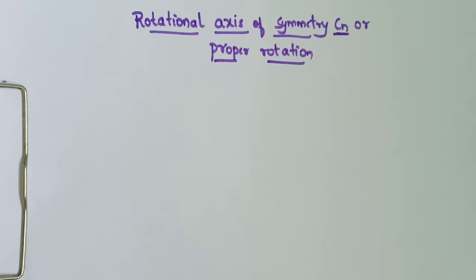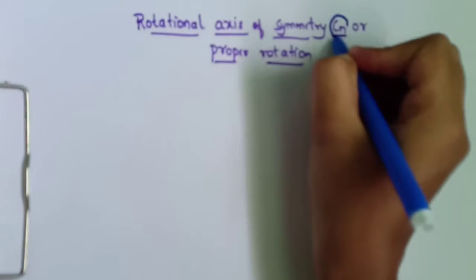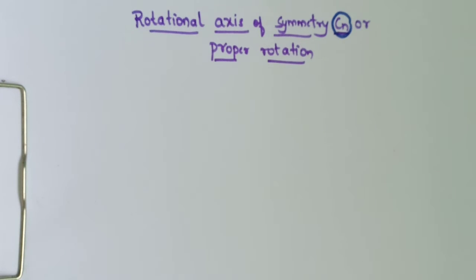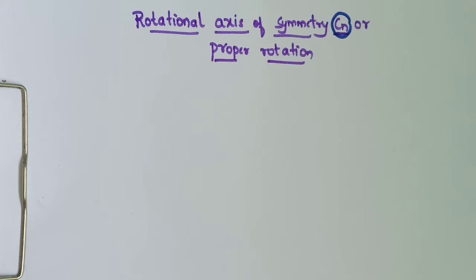Hi students, in this video our topic is rotational axis of symmetry, Cn, or proper axis of symmetry. It is one of the symmetry elements. Now let's see what a rotational axis of symmetry is.